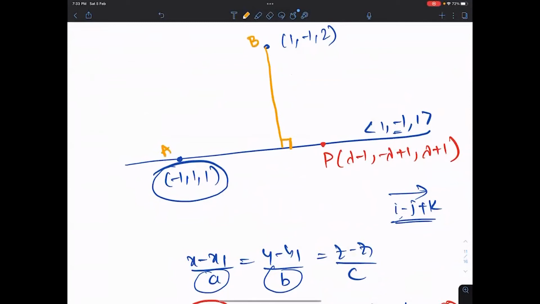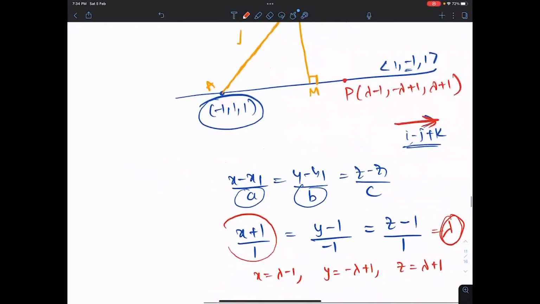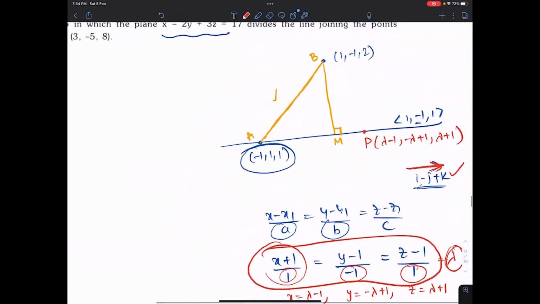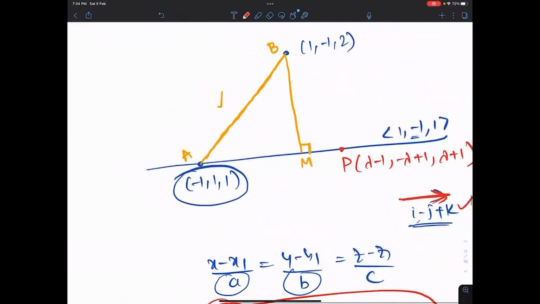See, AB is there. If the foot of perpendicular is M, you know the length of AB already because you know the points A and B. Do you know the direction of AM? Yes, we know, because they have already given us the direction of the line. Even if they give the line like this, you can write the direction of the line from these three X, Y, and Z components. We know the direction. Can you find the length AM?